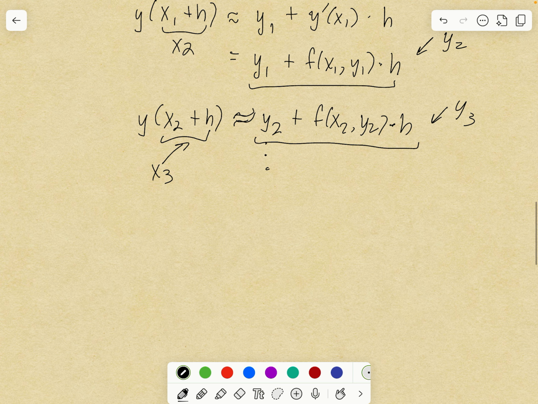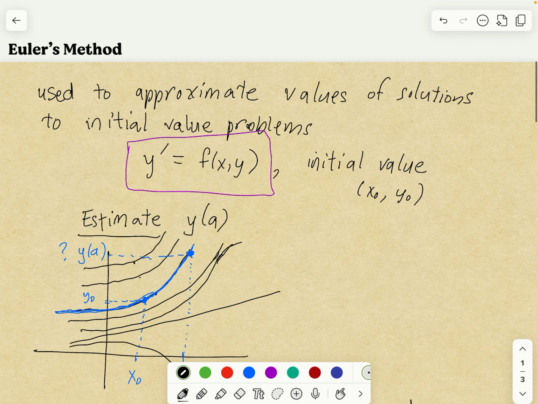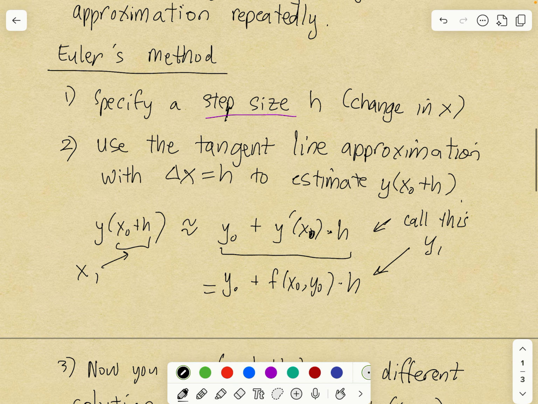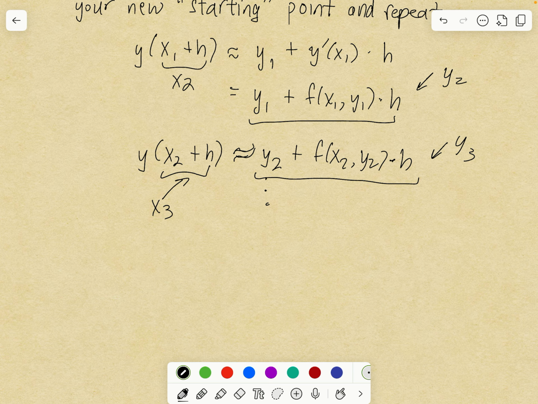So basically, you're trying to plug in A, okay? And depending on your step size, you take a certain number of steps to reach A. And once you reach A, then the y value you get is your estimate.